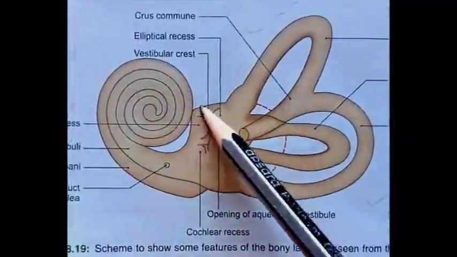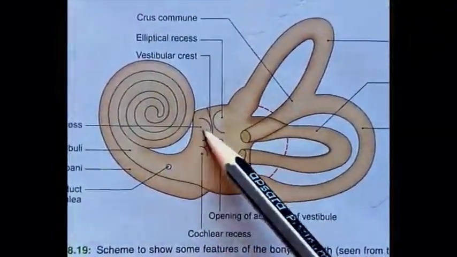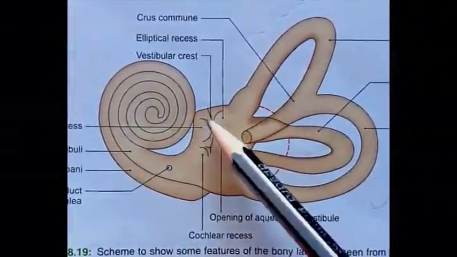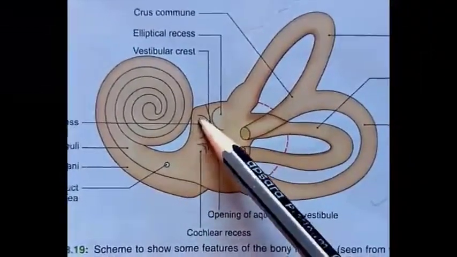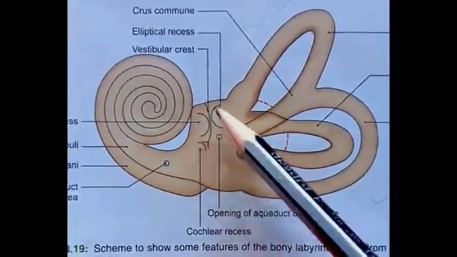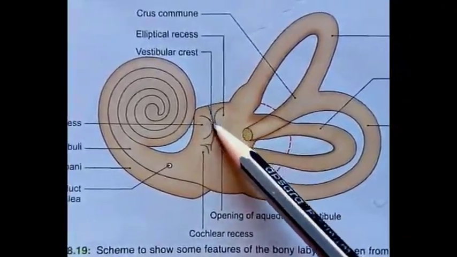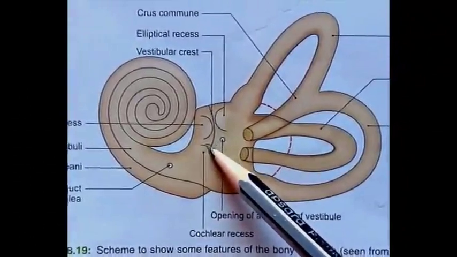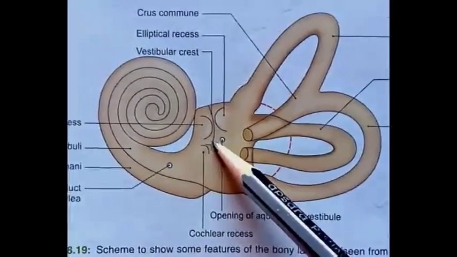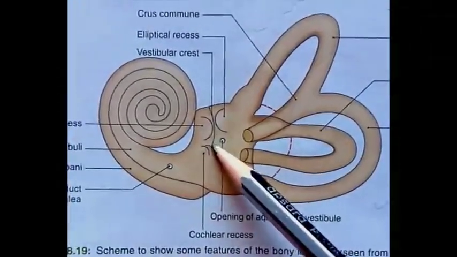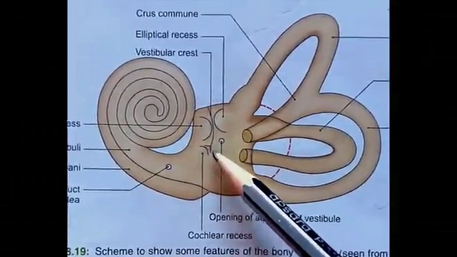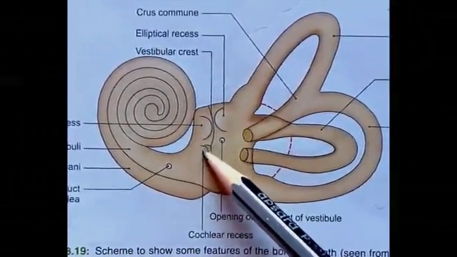This diagram shows the medial wall of the vestibule. Medial wall of vestibule represents a spherical recess in front, an elliptical recess behind, and between these two recesses there is presence of a vestibular crest. Vestibular crest, inferiorly it splits to enclose cochlear recess.